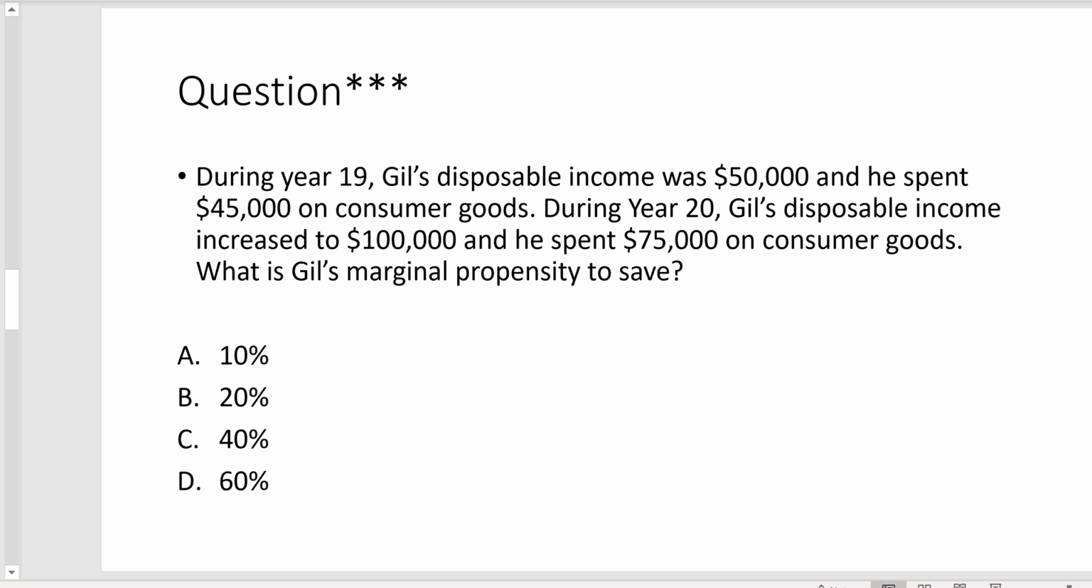During year 19, this time they are asking for marginal propensity to save. During year 19, Gil's disposable income was $50,000 and he spent $45,000 on consumer goods. During year 20, his disposable income increased to $100,000 and he spent $75,000 on consumer goods. What's his marginal propensity to save? Not to consume, but to save.